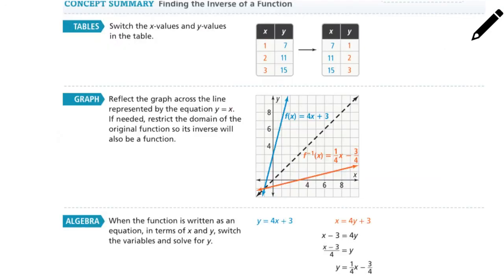That's it for 10.7b. Here's a quick summary of what you talked about in 10.7. In order to use a table to find an inverse, you switch the x and y columns. When you're graphing, it looks like it flips over that dotted line, y equals x, because what we're doing is switching the x's and y's. And then to find the equation of an inverse algebraically, you switch the x's and y's and solve for y.